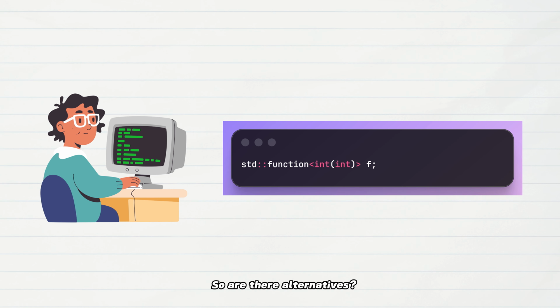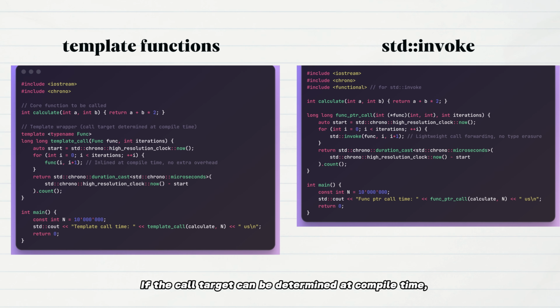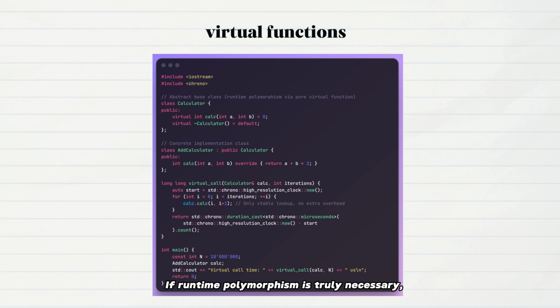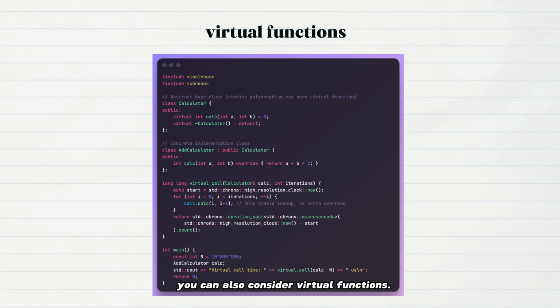So are there alternatives? Absolutely. If the call target can be determined at compile time, using template functions or std::invoke paired with function pointers delivers almost the same performance as direct calls. If runtime polymorphism is truly necessary, you can also consider virtual functions. While they still involve indirect calls, they don't carry the extra overhead of type erasure.